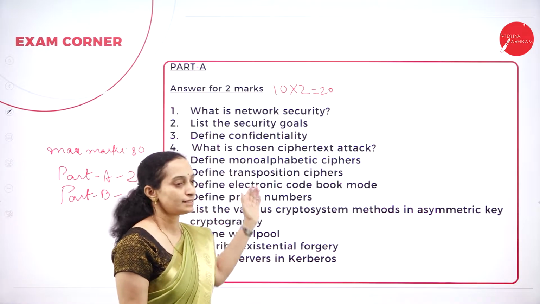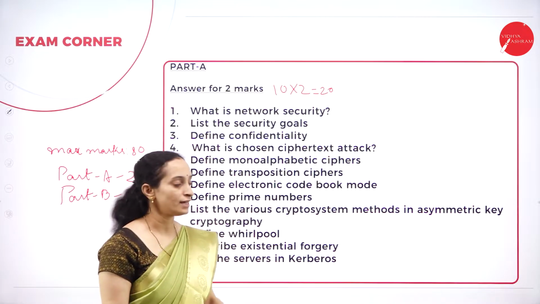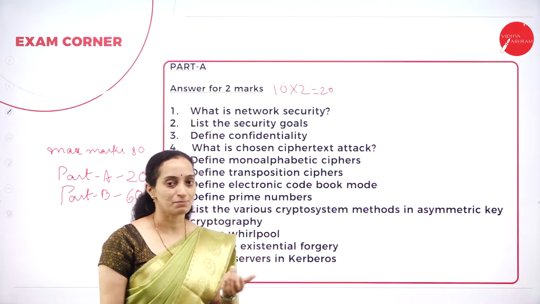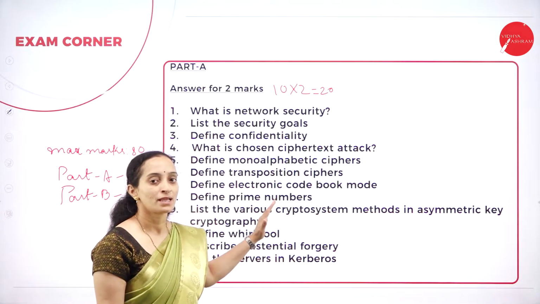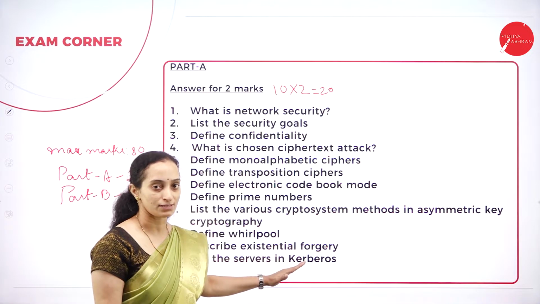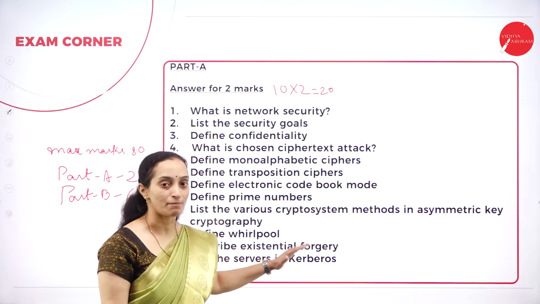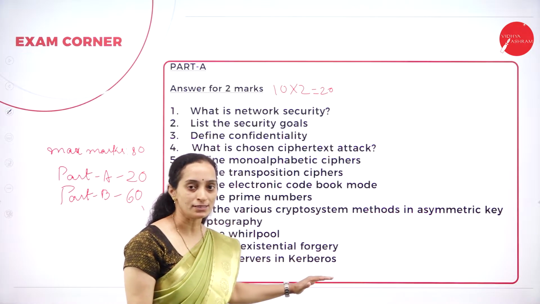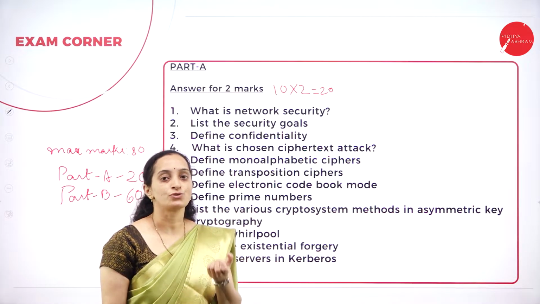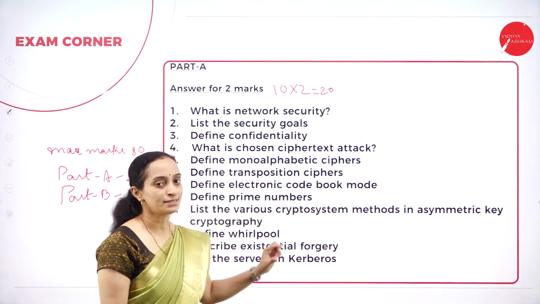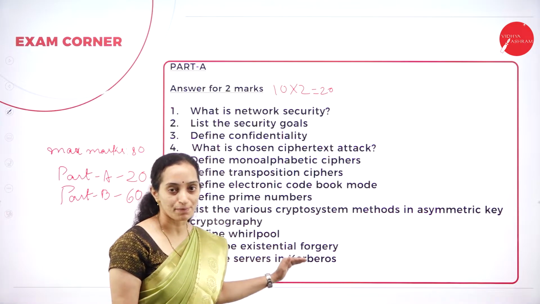That means this is a short answer question. You can finish it off quickly and move on to the descriptive answer part. So don't try to skip this part. Try to attend all the 10 questions to the maximum, because it can fetch you necessary marks with small answers, and they are usually pretty simple to answer.